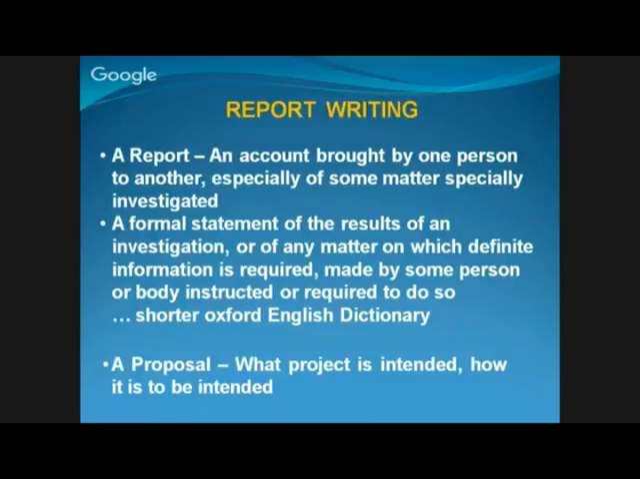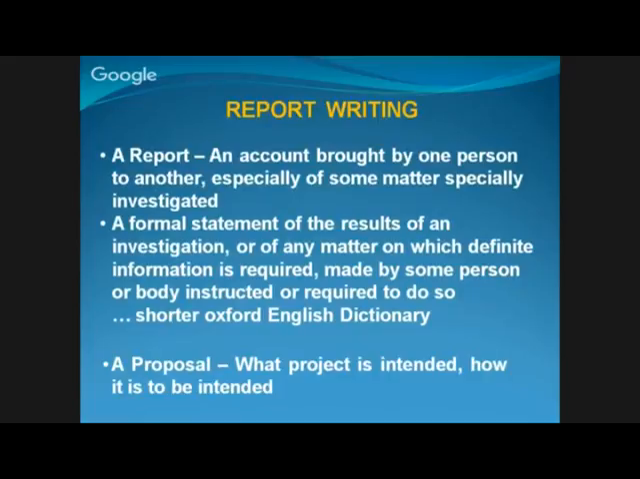That is, it is a formal statement of the results, because you are sending it to an outside agency, so you have to be very particular. So it is a formal statement of the results. You cannot change it, so you have to correct it beforehand. So a formal statement of the results of an investigation. Like I said, you are asked to investigate; for example, some problem has occurred in your organization and your HOD or your director wants you to investigate that problem and present the suggested solution.